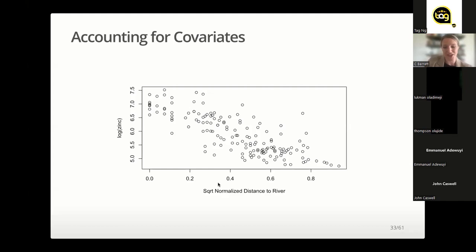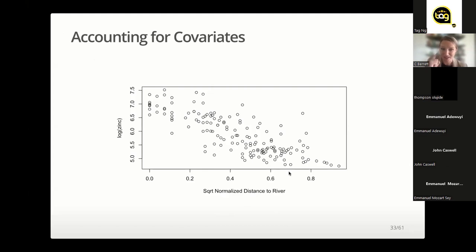Now, one of the tricks here is that I'm not talking about the distance between points that we were talking about before, right? This is a covariate, which is distance to a river, not the distance between points, which is how we're modeling spatial dependence. So if we take the square root of that normalized distance to river and plot it against log zinc, we have like the most beautiful linear relationship that I've ever seen for real data. It's very lovely. So I'm really excited about that.